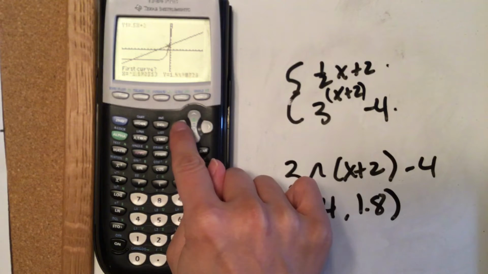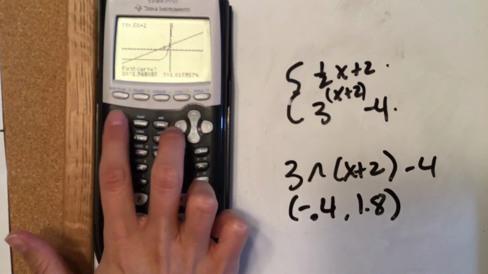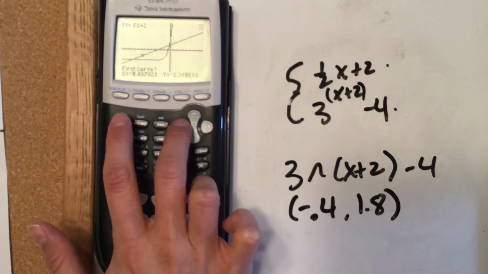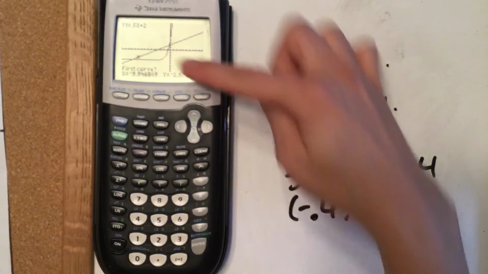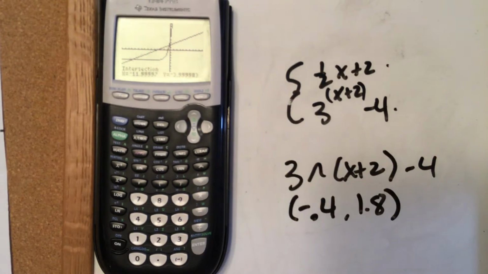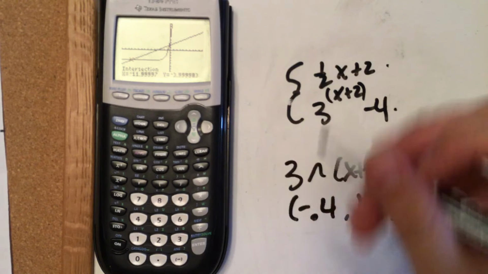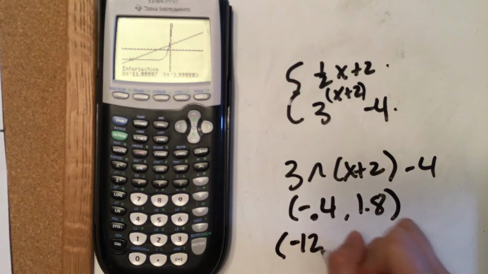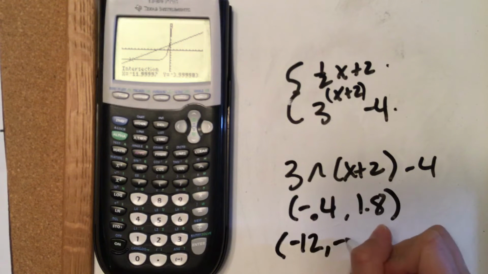I'm going to start hitting left. I want to go quicker, so I'm going to do second and then over, and then notice the cursor jumps in bigger amounts. So this is close enough, so I'm going to hit enter and then enter and then enter. Again, it was first curve and then automatically defaulted to the second curve and then enter. If you're doing with more than 2 equations, then you can pick which ones you're talking about, and then it will calculate that. So this, when you round, will be -12, -4.